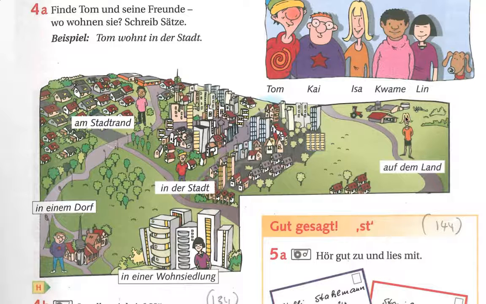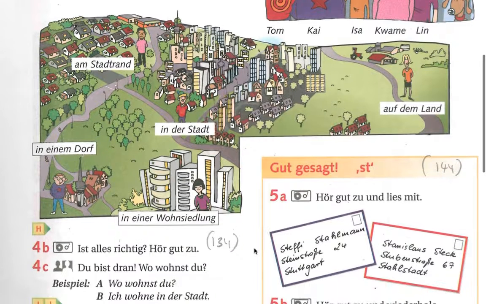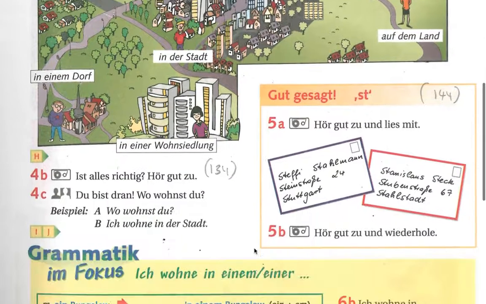Isa, where does Isa live? Isa wohnt auf dem Land. She lives in the countryside. And Kwam wohnt am Stadtrand, so on the outskirts of the city, on the outskirts. And Lynn wohnt in einer Wohnsiedlung, apartment, okay, a collection of apartments.